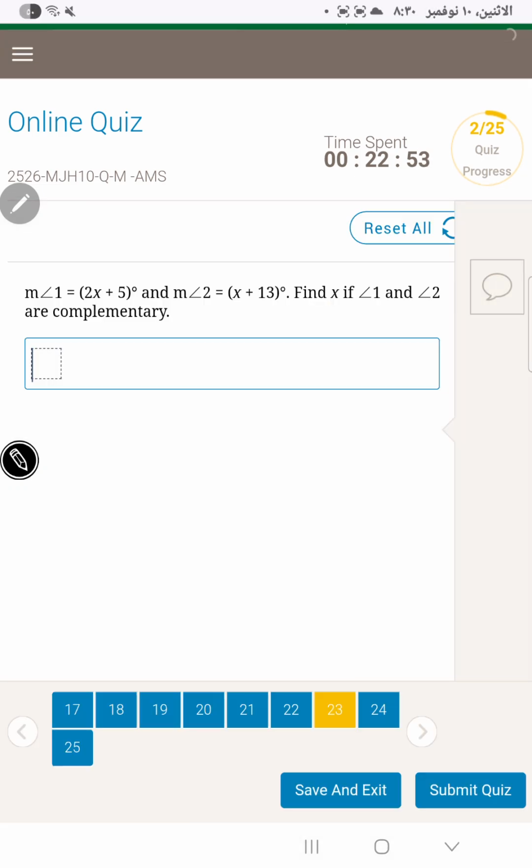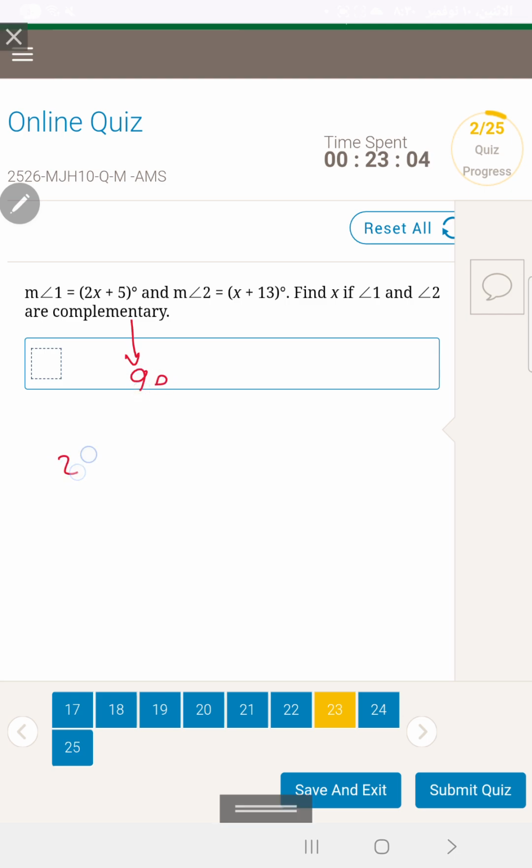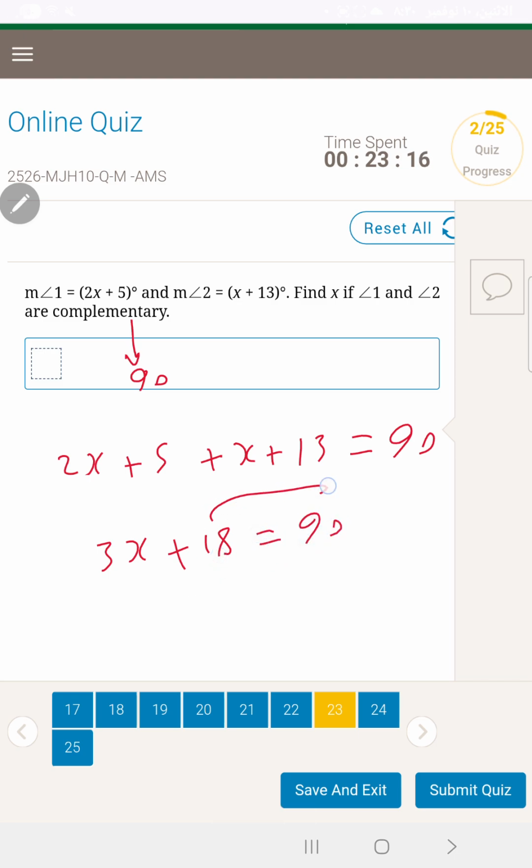Now 23. The measure of angle 1 and the measure of angle 2 are given to us. Find x if they are complementary. Remember, complementary means 90 degrees. So 2x plus 5 plus x plus 13 equals 90 degrees. 3x plus 18 equals 90 degrees. Take 18 to the other side. Get 3x equals 90 minus 18. Divide by 3 both sides. You get the value of x.